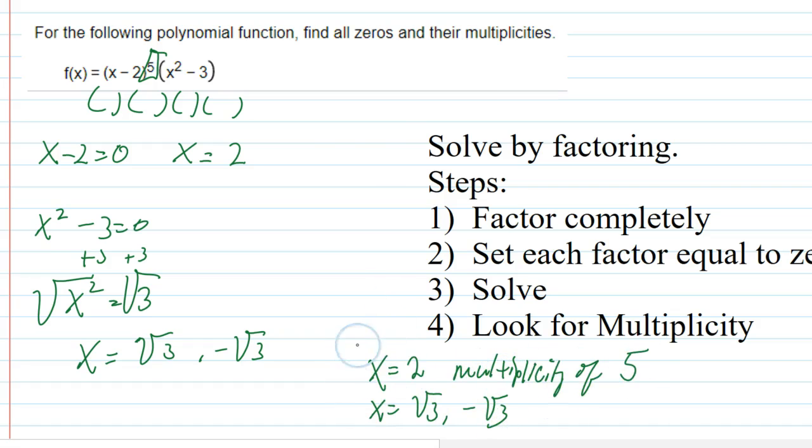X equals 2 with a multiplicity of 5, because it had a fifth power on there, which means we had 5 of them. And then x is equal to plus and minus the square root of 3.